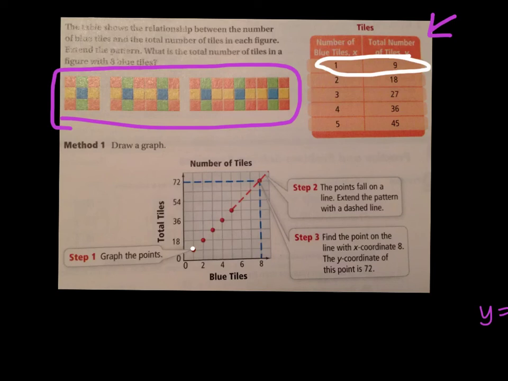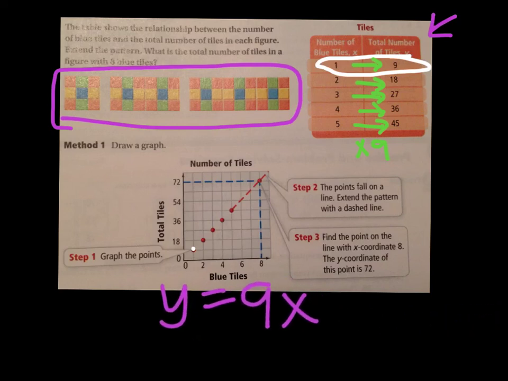You can also make an equation off of this, because if you look at your table, I am going from 1 to 9, then 2 to 18, 3 to 27, and so on. Each time I am multiplying by 9, and that will give me my answer for the total number of tiles. So I can make my equation, which is y equals 9x. Because x is the blue tiles, and I multiply it by 9, that'll give me the total number of tiles, which is y.